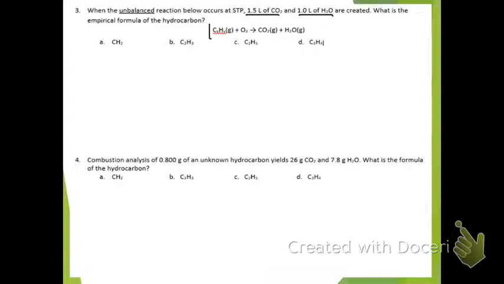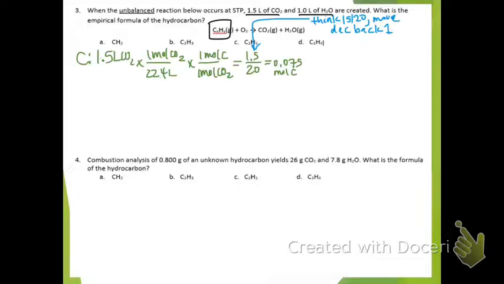Since this hydrocarbon only contains carbon and hydrogen, again, we do not see that extra subtraction step. So when we set up our conversion for our liters of CO2 to moles of carbon to find that mole number, we then need to simplify this because it's multiple choice. We're working without a calculator. So what I did was round that 22.4 to 20. That gave me 1.5 over 20, which I thought of as 15 over 20, which is 3/4 or 0.75.